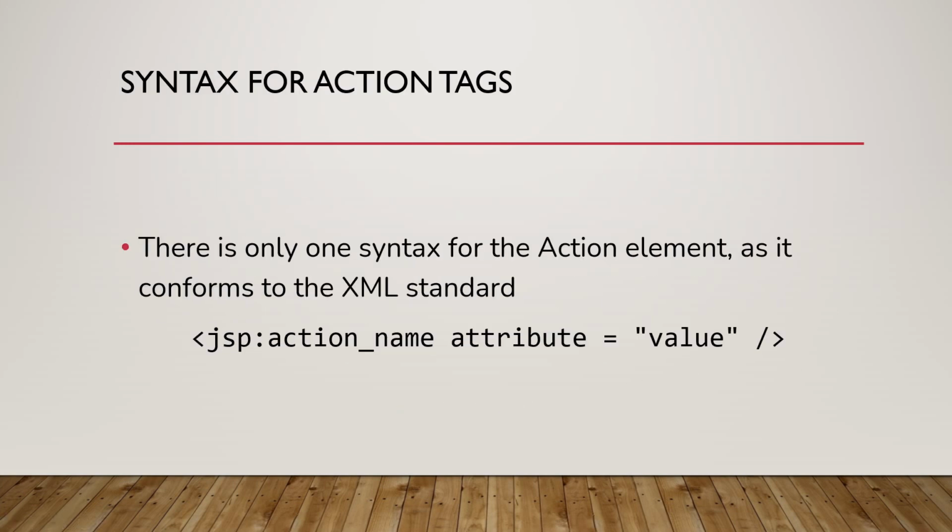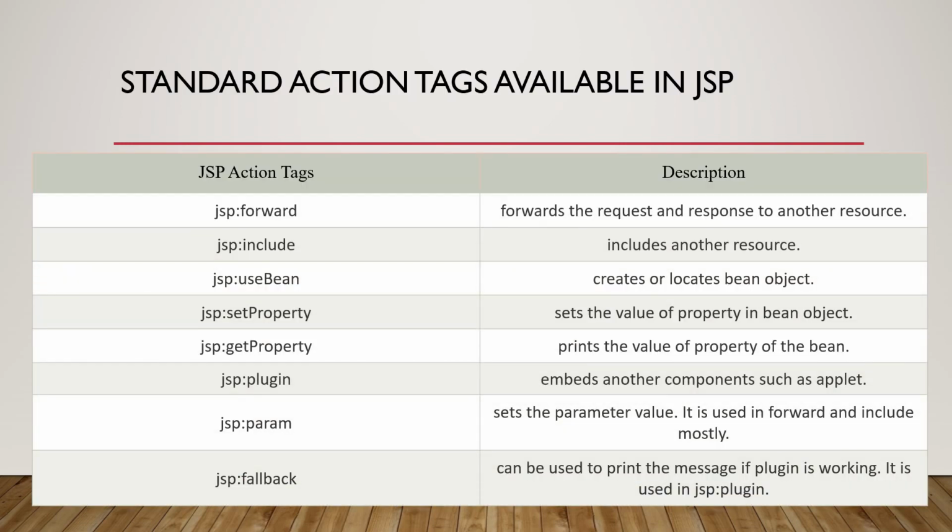Usually there is only one syntax for all kinds of JSP action tags. That is a simple XML type of syntax, with the less than and greater than signs at the start and the end, and putting jsp and a colon. Then we put the action name, and then we set the attributes that each kind of action name supports. That is the main syntax for each action tag. So let's move on to some of the standard action tags available in JSPs.